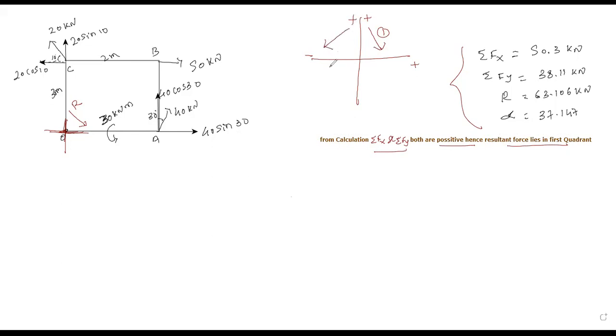I am showing a random sign, okay. If your sigma fx and sigma fy both are negative, we will represent the resultant force like this. If sigma fx is positive and sigma fy negative, your resultant force lies in the fourth quadrant, and we will represent it like this. I hope it is clear to all of you. Clear? Is it clear? Please confirm me.